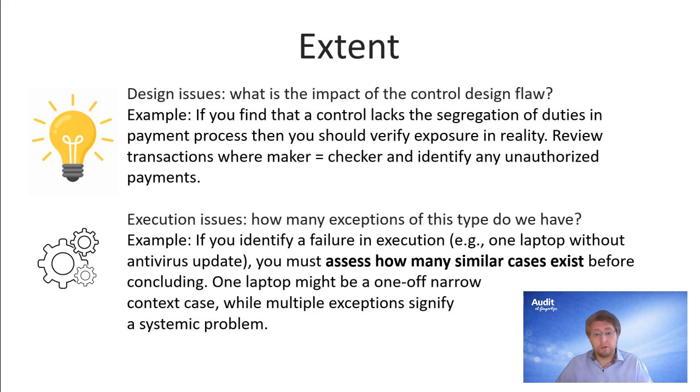Of course, it's not good. However, it might be a one-off exception. In that case, it doesn't mean there is a systemic problem behind that. Well, maybe the user didn't connect to the corporate network for 3-4 weeks, and that's why the update was missed. And if you have a sample of 40, and this is just one exception, that's all right. Well, it's not all right. However, it's not a big problem.